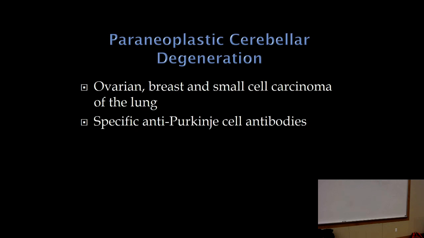Where I work at the VA, I've seen a number of patients, smokers, and oftentimes this will come before the lung cancer is identified. So the ataxia is first, and we find this by checking specific Purkinje cell antibodies, and then we'll look vigilantly for any evidence of cancer. The three cancers that would be most common here probably are lung, ovarian, and breast cancer.